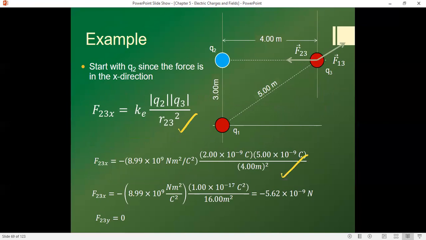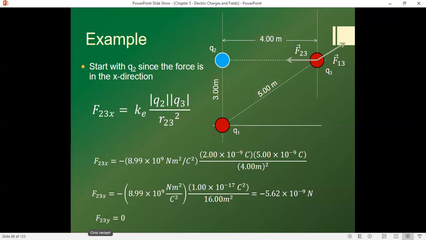F23 is going to be equal to, just use Coulomb's equation, 5.62 times 10 to the minus 9 newtons. But as we said before, notice it's pointing in the negative x direction. So not only do I have F23, I have F23x just by putting a negative sign in front of it. Because, of course, there's no y component.